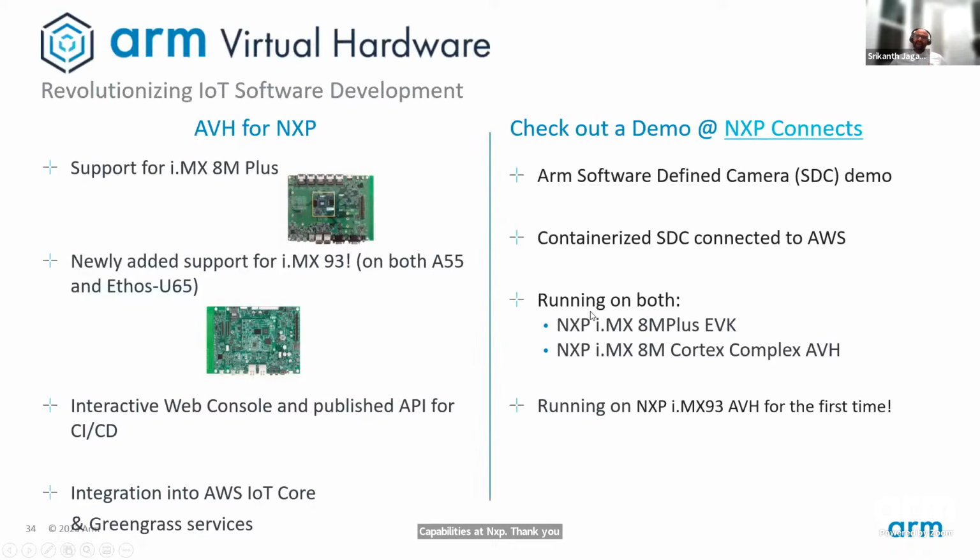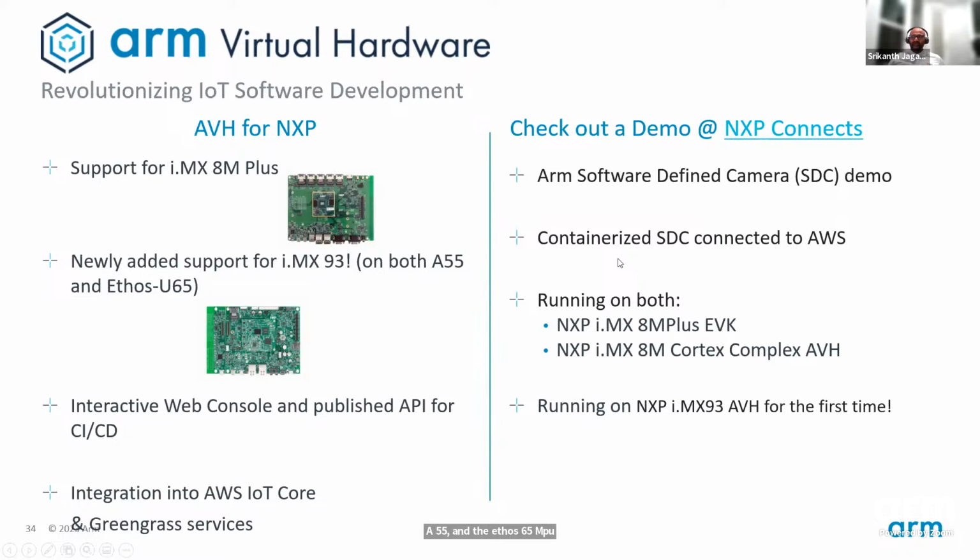Thank you. And next, we have this Arm Virtual Hardware that we are partnering with Arm, obviously, to develop these virtual hardware capabilities, and we've already done that on the i.MX 8M Plus, which is our last product. And for this new product, i.MX 93, Arm has already added support for virtual hardware, and it can be done on both the Cortex-A55 and the Ethos-U65 NPU.